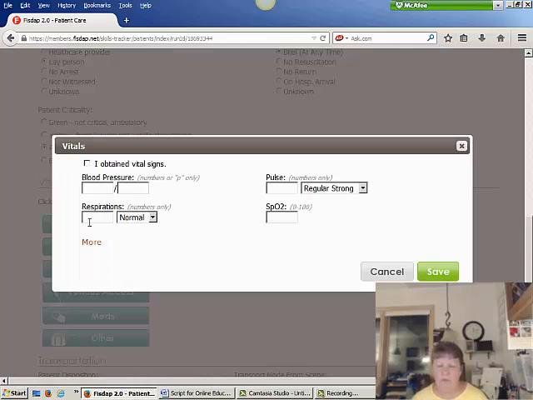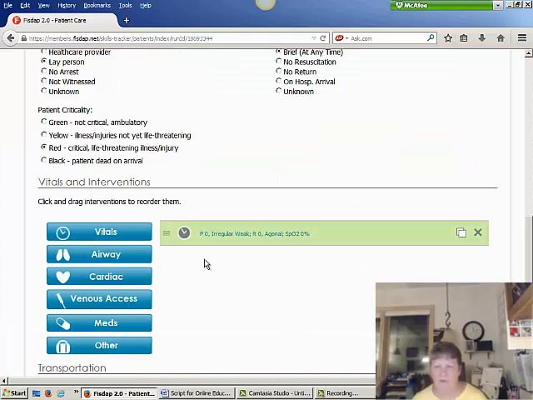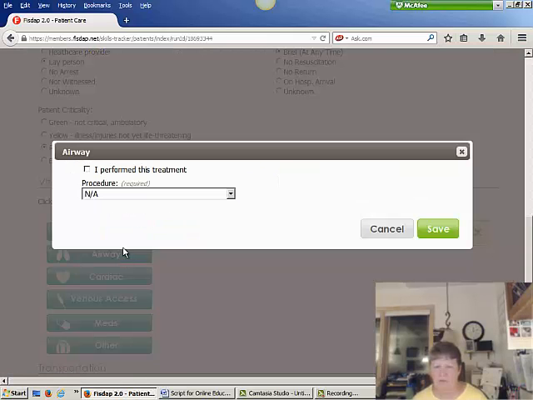We'll go in here and we're going to put in some vital signs. Not that he has any. He doesn't have a blood pressure. He doesn't have a pulse. It's funny, this only lets you pick irregular, but anyway. And he doesn't have any respirations or any O2 because he's not breathing. He's not going to have any oxygen in his system.